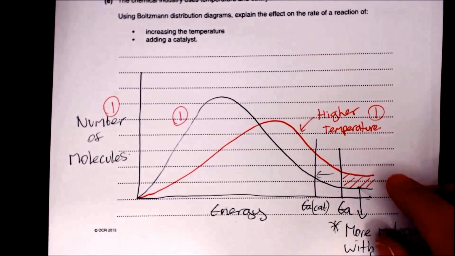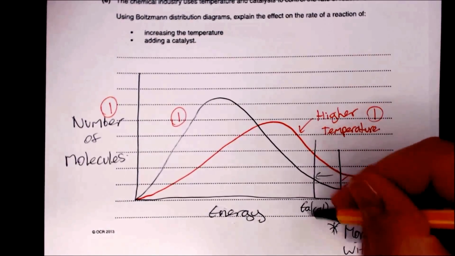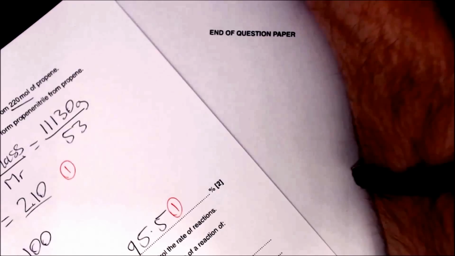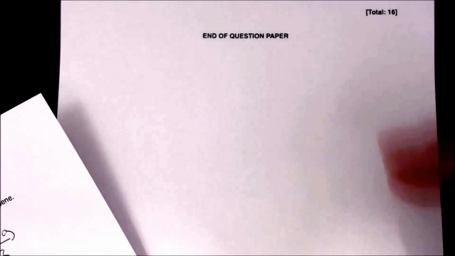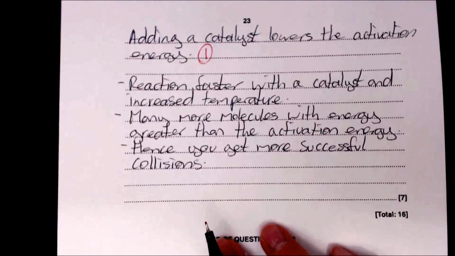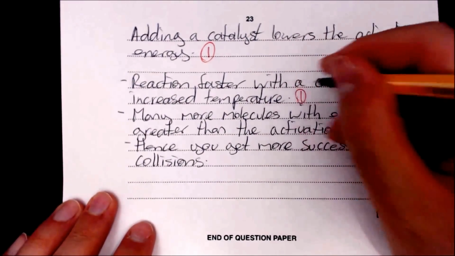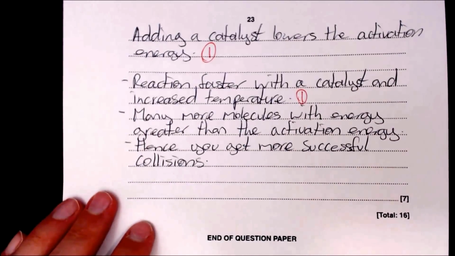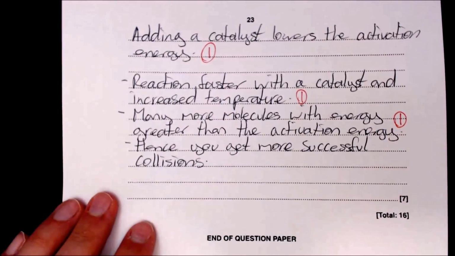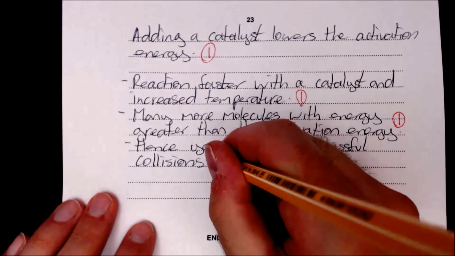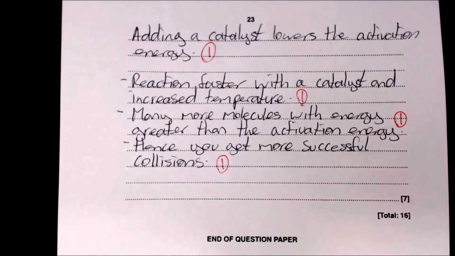You get 1 mark for talking about adding a catalyst lowering the activation energy, so you need to draw another EA for catalysts and labeling it, and this is your mark here. So far we've got 1, 2, 3, 4 marks, which is there. There you go. And then your 5th mark comes in by saying this point, that the reaction is faster with the catalyst and temperature. The 6th mark for saying that many more molecules have energy greater than the activation energy, and then therefore you get more successful collisions if that happens. So that gets you these 7 marks in total.